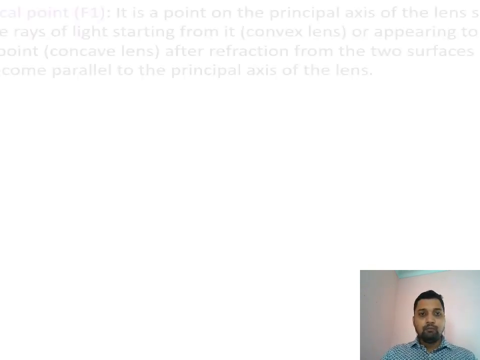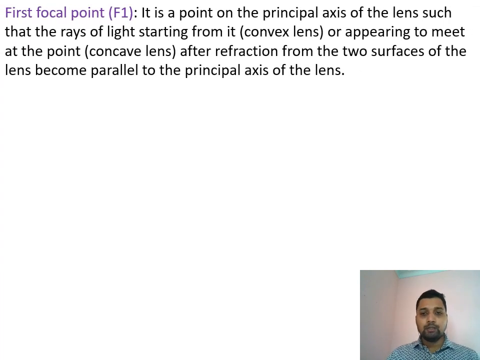F1 and F2. First, let's discuss the first focus. Focus 1, or first focal point, is that point on the principal axis where light rays starting from a source meet at a point in the case of a converging lens. In the case of a diverging lens, they appear to meet at a point, which is called the focus. One side is a real focus, one side a virtual focus.